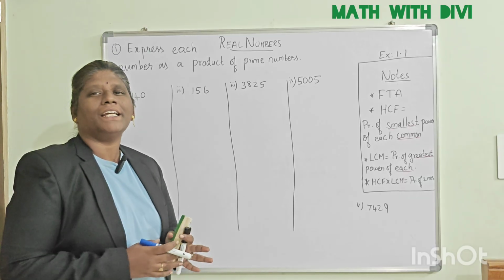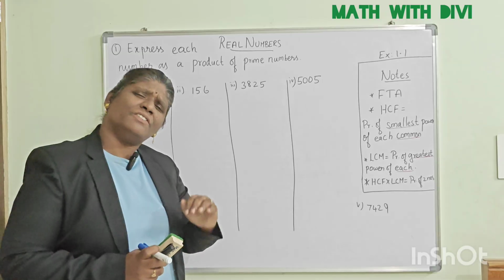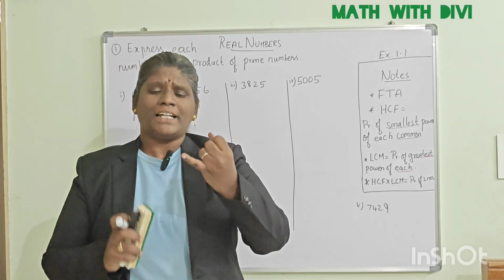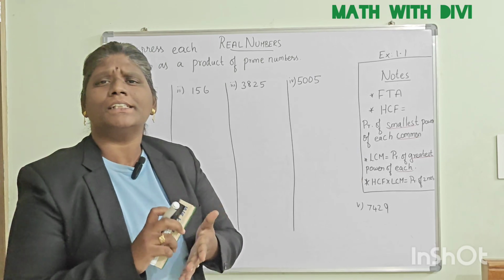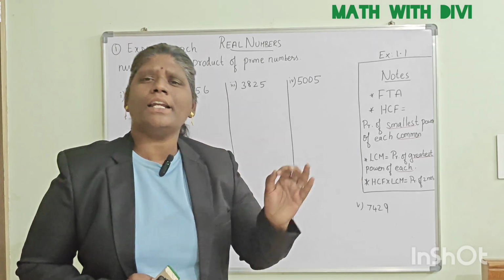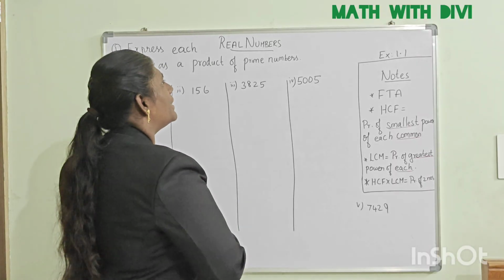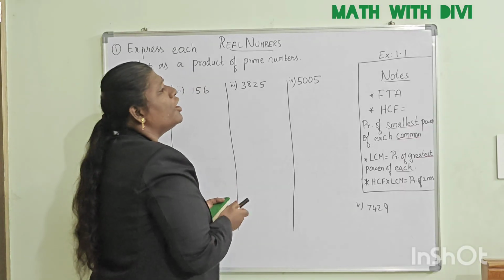Today we are going to see grade 10 first chapter, real numbers, which you have learnt already in lower classes. Natural numbers, whole numbers, integers, rational numbers, irrational numbers, all these numbers are called real numbers. The symbol of real numbers is capital R.